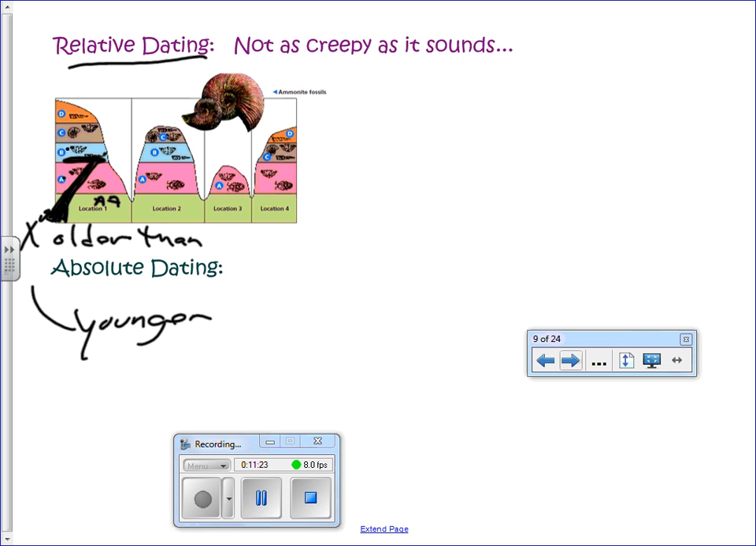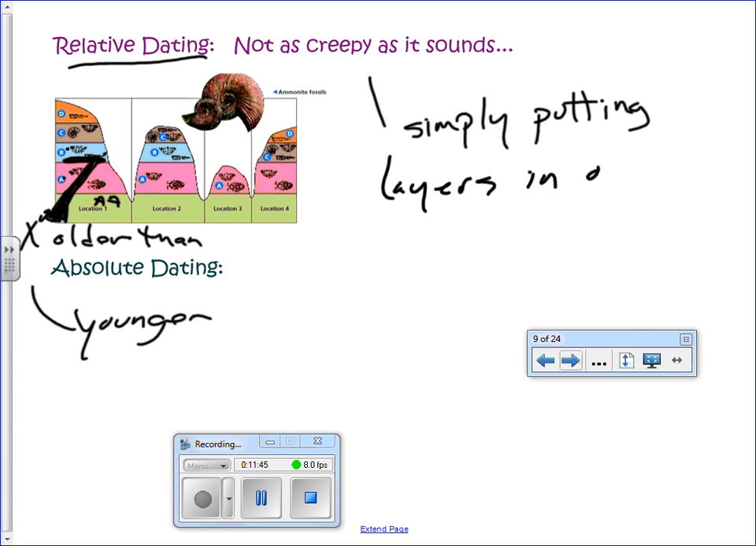Relative dating, not as creepy as it sounds. Relative dating is simply putting layers in order, and it doesn't actually give a number date to them. It's not telling you how old it is, just that this one is older than that one. So it's putting them in order of oldest to youngest. Which one's older than which other one? Relative dating is not going to give you a number. Relative dating is going to say layer B is older than layer C. Layer A is older than layer D.